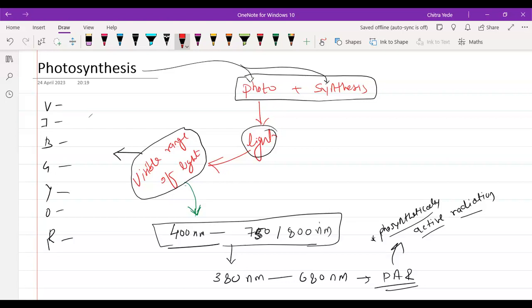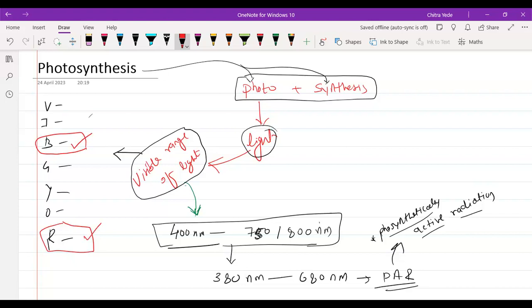He found that bacteria were deposited, or formed colonies, mostly on the blue and red colors of light. That means it shows that in the photosynthetically active radiation, blue and red color light is very active in photosynthesis. Understood?